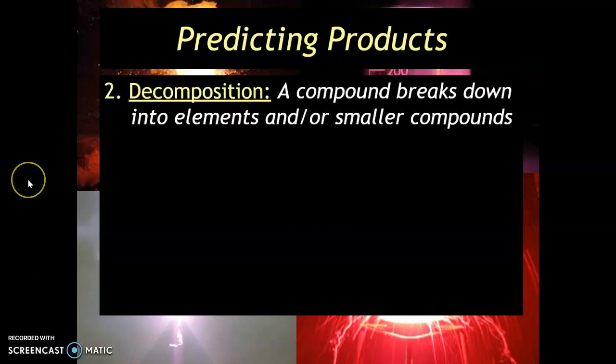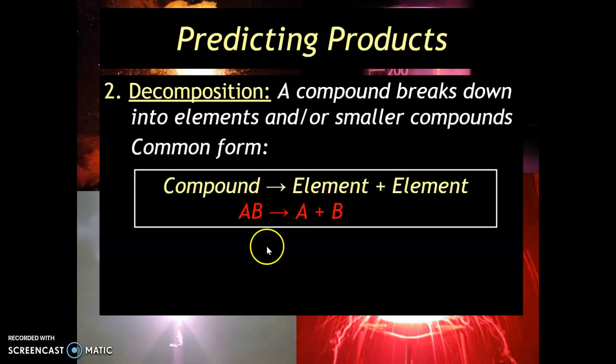Now let's take a look at decomposition. So to decompose just means to break down. So this is where a compound will break down into elements and or smaller compounds. So it's basically just the reverse of a synthesis reaction. Instead of having elements on the left and a compound on the right, it'll be flipped. You'll have your compound on the left that will break down into smaller elements or smaller compounds. So we would have our compound, AB, will yield A plus B. Okay, so we're just taking our compound and we're breaking it down into 2 elements.